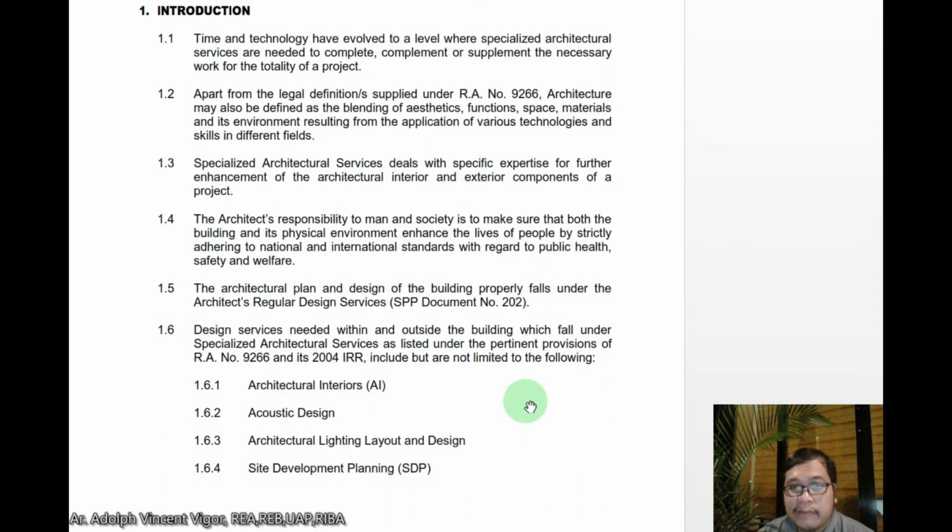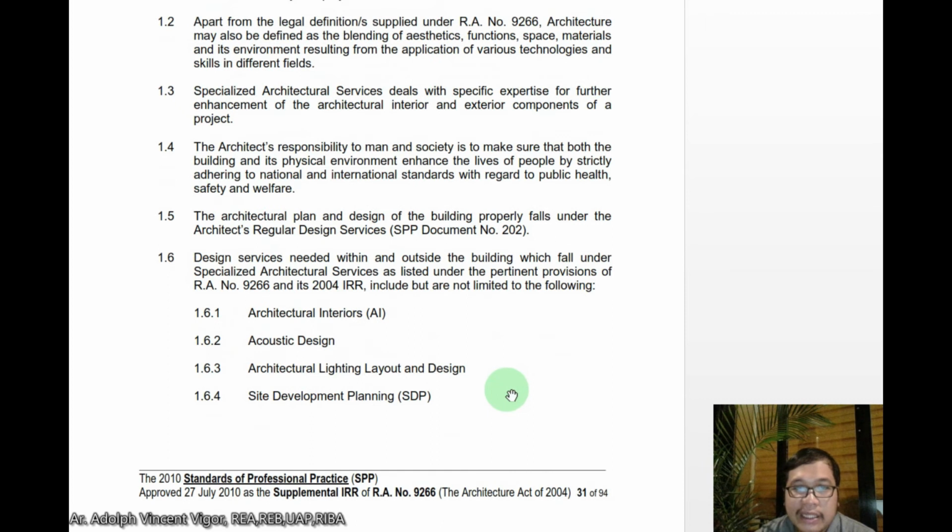Then, the architectural plan and design of the building properly falls under the architect's regular design services, which is SPP Document 202, which we have discussed earlier on. The design services needed within and outside the building which fall under specialized architectural services, as listed under the pertinent provisions of RA 9266 and its 2004 IRR, include but are not limited to the following. The first are architectural interiors.